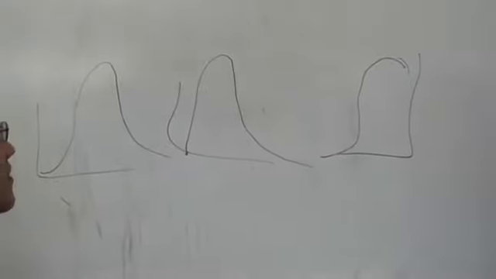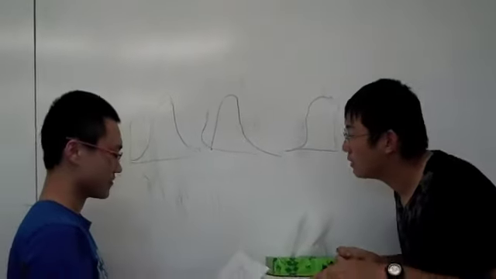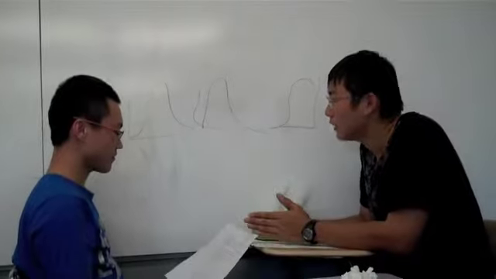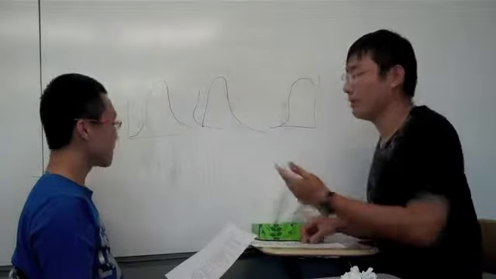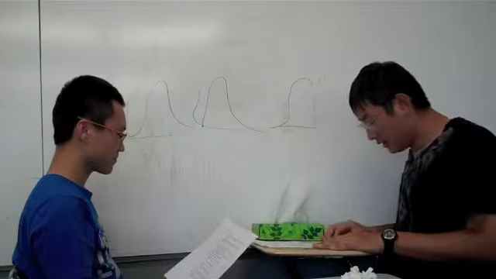Yeah, and I remember that among the symmetric graphs, there's one that is very significant. It's called bell shape. Oh, you're just drawing a bell shape. Yeah.